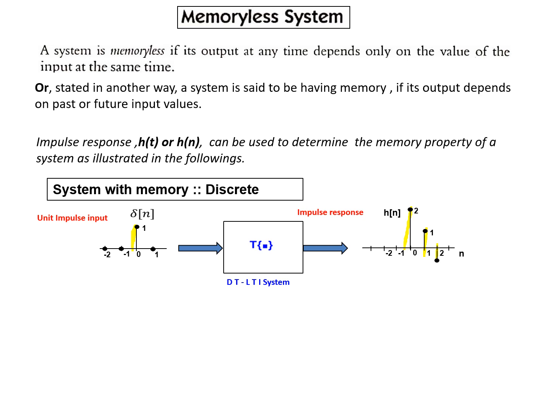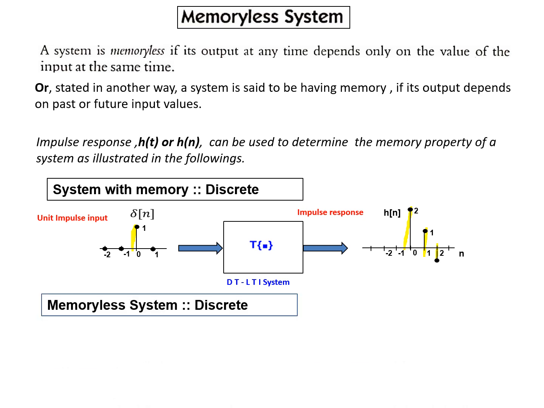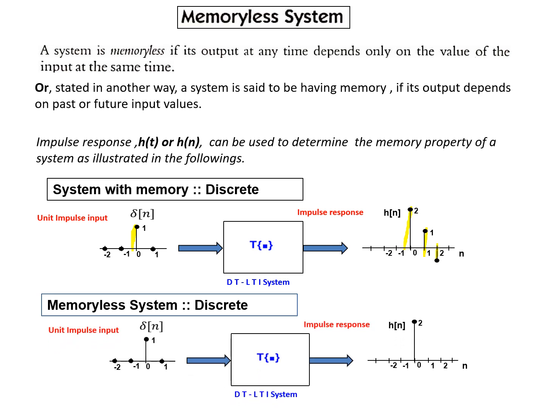Otherwise you would have had only one value at the origin. These two extra values that came after the first value show that this system has memory. Suppose this system didn't have memory. What would have been its output? Exactly, a memoryless system would have had an output like this.